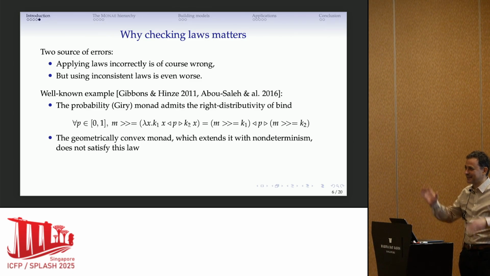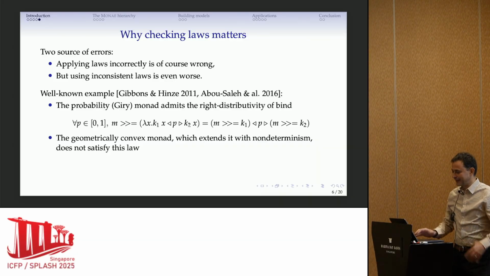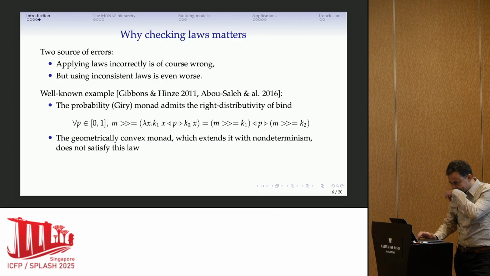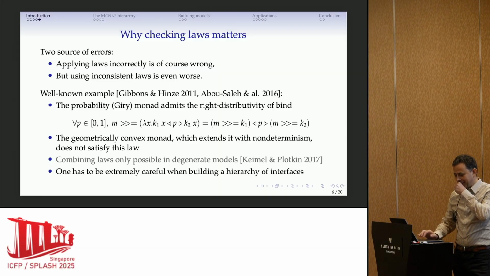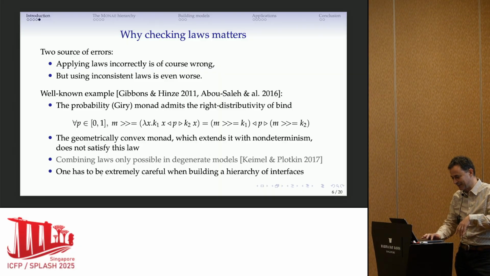So you have to be kind of careful, because it's not because a monad extends another monad that it's going to preserve the law. Those are two independent problems. And a funny thing is happening: it's actually possible to create a monad that combines the two and still satisfies this law, but then there are only degenerate models, so it's not really interesting. But what it really means is that one has to be extremely careful when building a hierarchy of interfaces.